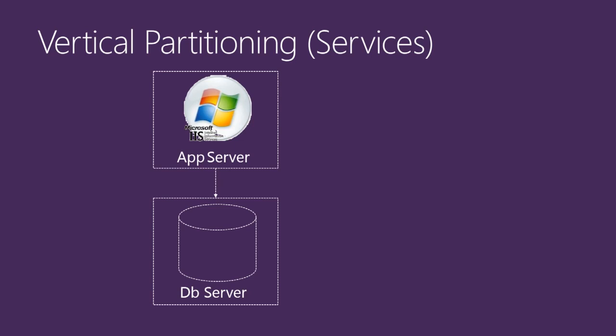Another way to fix the same problem is to do vertical partitioning. What did I do now? I created 2 different servers. So the app server resides in one server, and the DB server resides in another server. What's the downside?